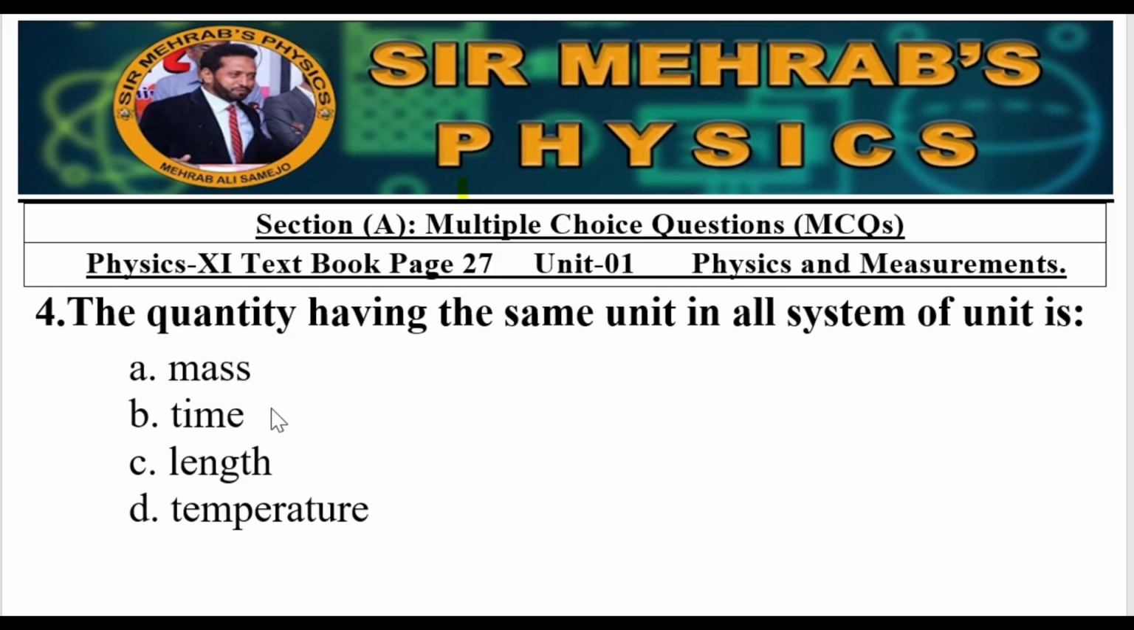Time is the only quantity which has the same unit, second, in the SI system, CGS system, MKS system, in all systems. Time has the same unit. So option B is the correct answer.